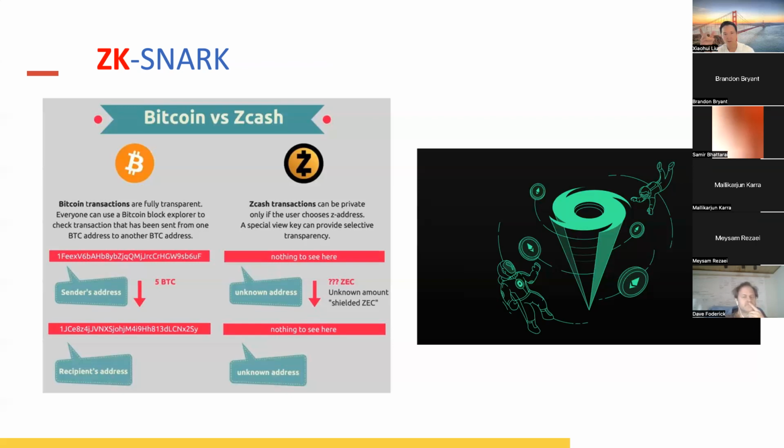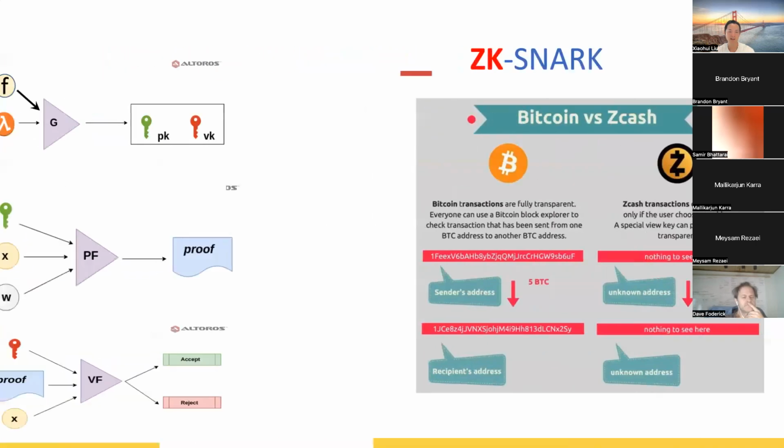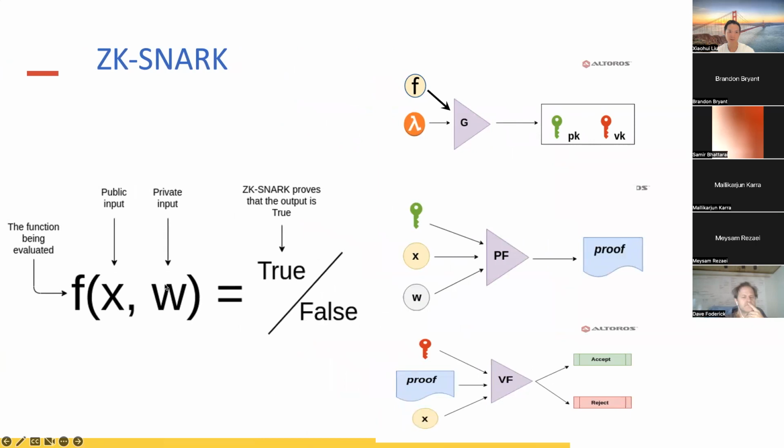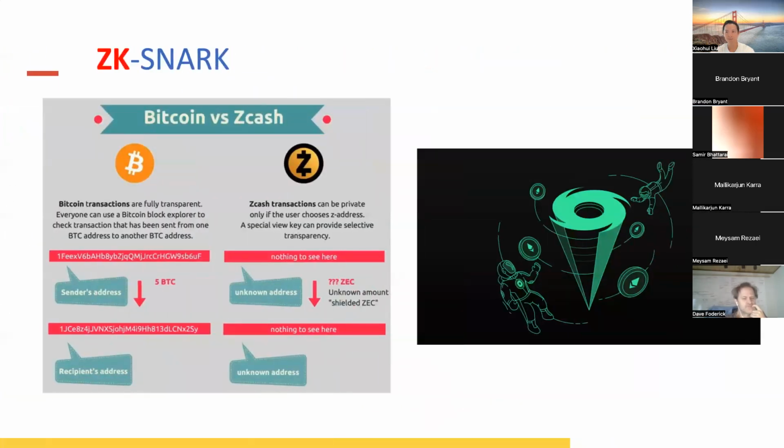Because you only have the proof, you don't know all the details. The details are the private information, which is the W we just talked about, the witness data, kept from public view. But you can still make sure this function is valid. The function here is just transaction validation. Any question here about Zcash?